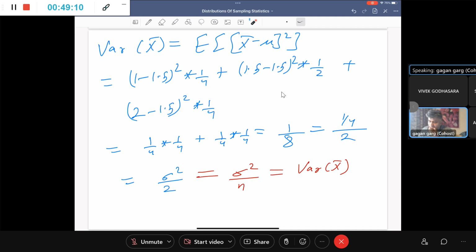So what we are showing here, we computed variance of X bar. It turns out to be 1 by 8. So it's essentially 1 by 4 by 2. And what is 1 by 4? 1 by 4 is sigma square. We computed that earlier. So what we have shown here, this is not a proof, by the way. This is just to verify that variance of X bar is equal to sigma square by n.